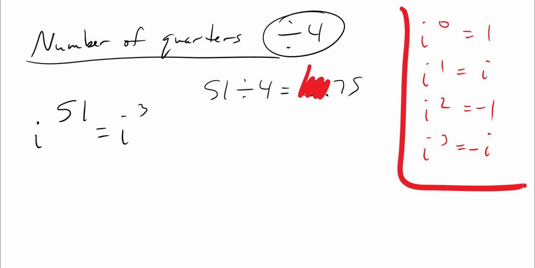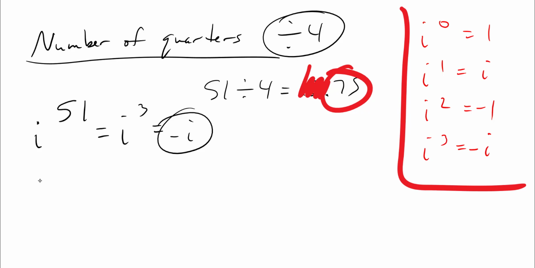Okay. So remember that 0, 1, 2, 3 is the number of quarters you have. So we did i to the 51, and 51 divided by 4 was 12.75. I only care about the 0.75. How many quarters is that? 3. So you're going to say, oh, i cubed. You go look at this chart here. Oh, it's negative i. So that's your final answer. I've done a lot of stuff just to get to this final answer, but once you have practice on it, it really is not difficult at all.